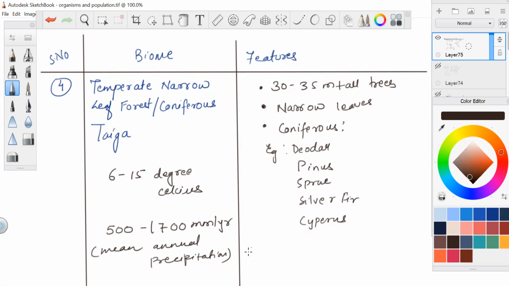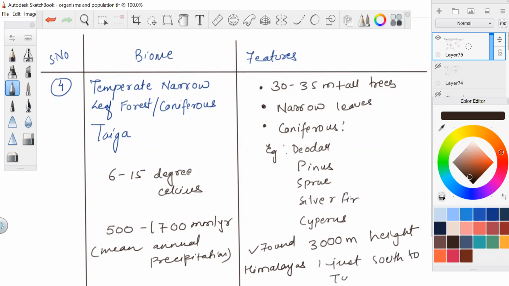They are found at 3000 meter height of Himalayas, just south of the tundra forest. You will see tundra forest also.